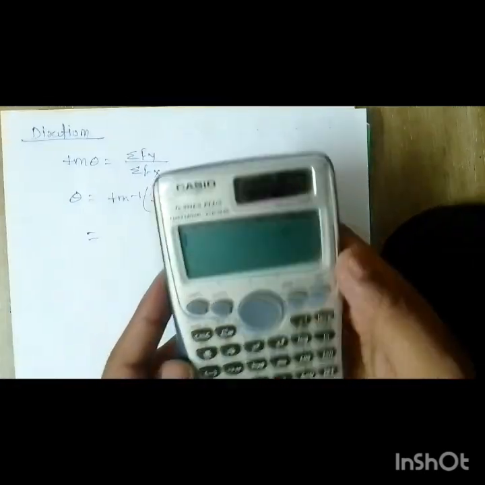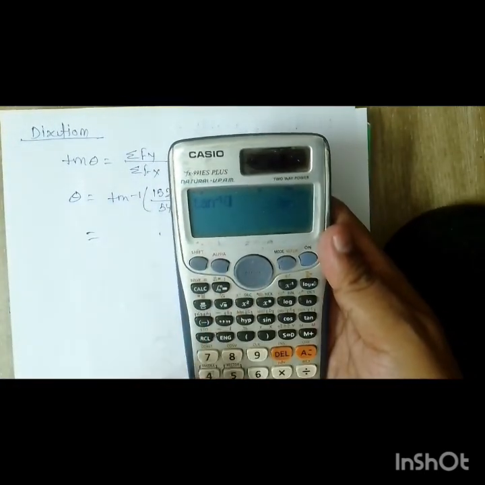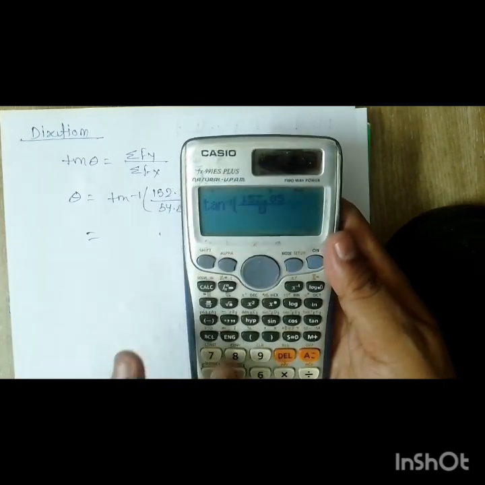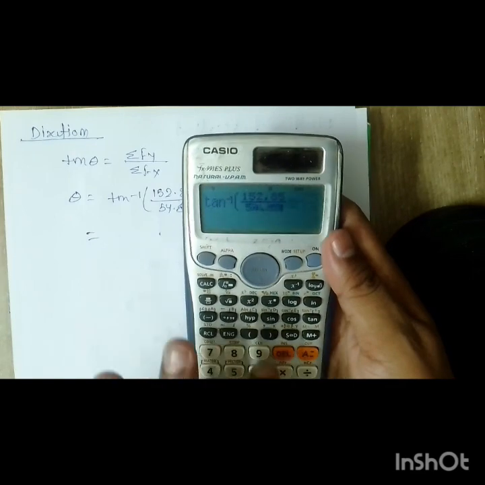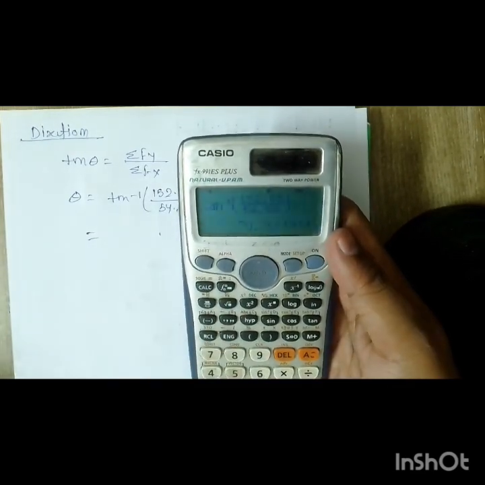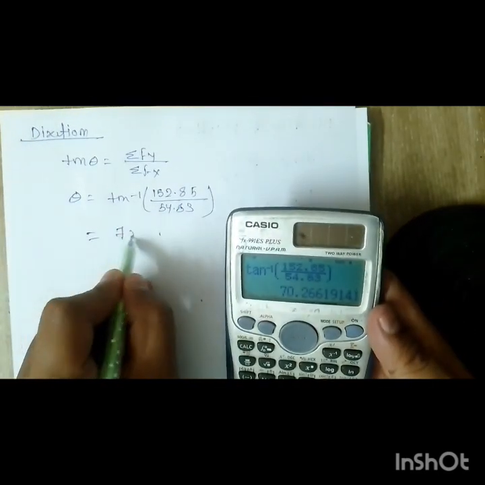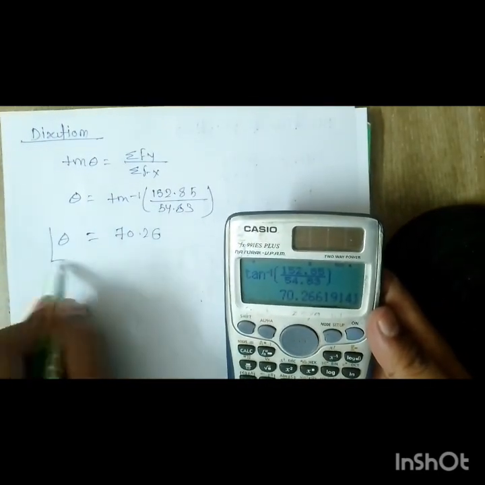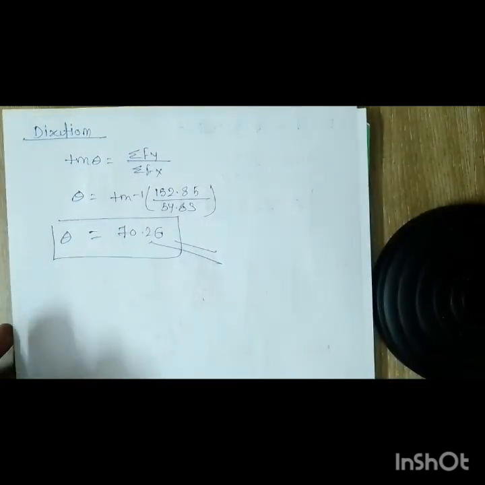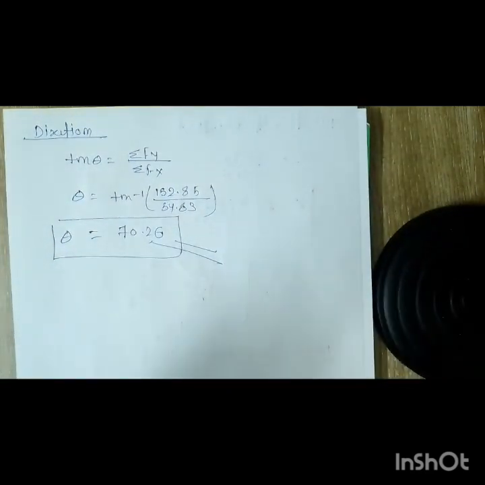Theta is equal to 70.26 degrees, so your resultant is at an angle of 70.26 degrees, and the resultant has come positive, which means it is vertically up. The arrow is up. So this is how we will solve the problem.